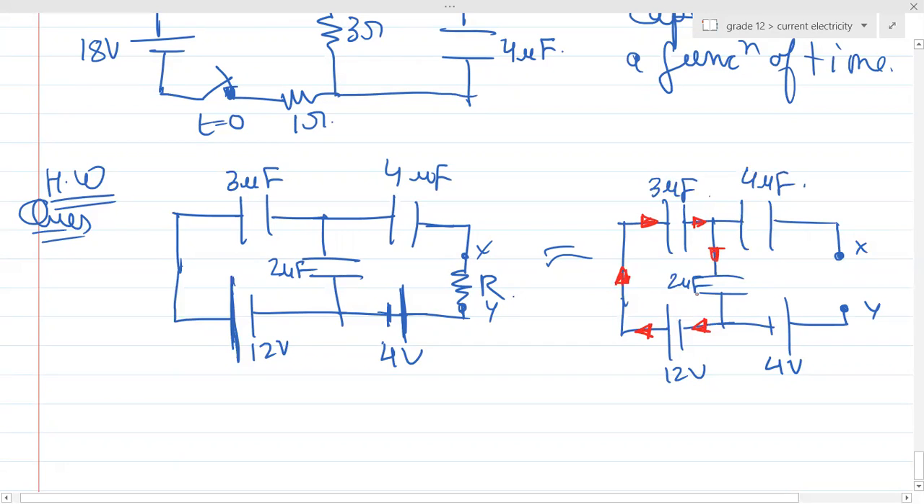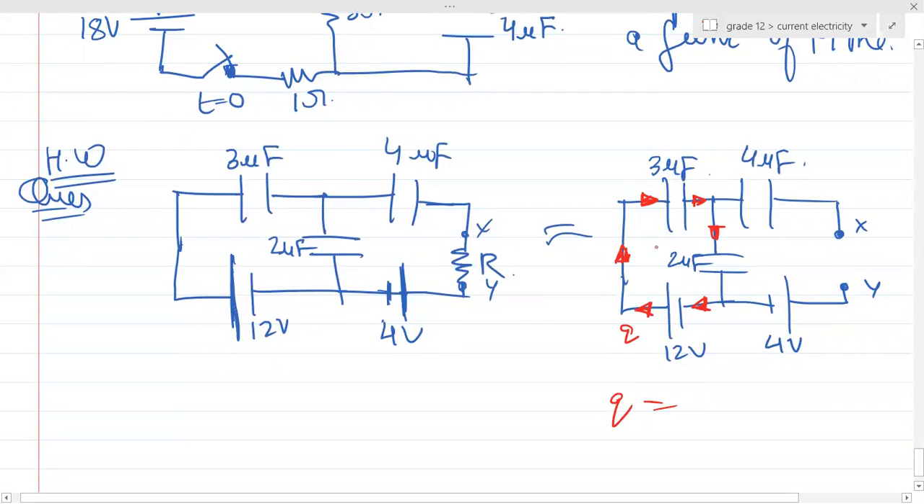Okay. Yes or no, guys? Yes, sir. What will be the charge which will be flowing in the circuit? Can you see this 3 microfarad and 2 microfarad are in series with each other, right? Yes, sir. Then the net will be equal to 3 into 2 divided by 3 plus 2, 6 by 5.